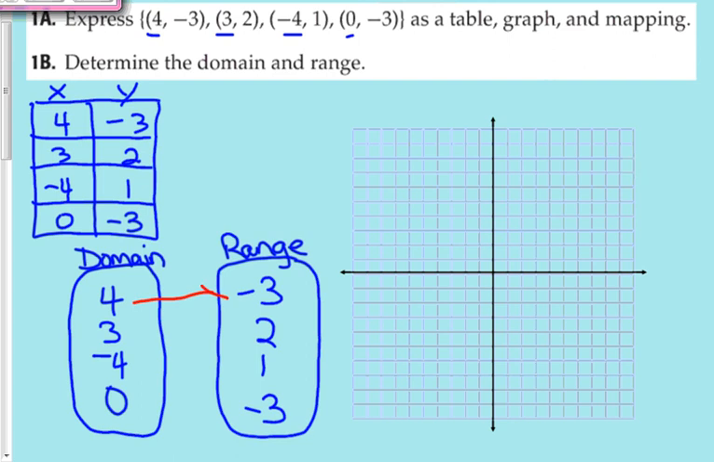The 4 goes with -3. The 3 goes with 2. The -4 goes with 1. And actually, I already have -3 on your ones. So I'm going to take it up there and match 0 with -3. You only have to write your numbers once in the range. So 0 goes with -3 as well as 4. And that's your mapping. Now we're going to plot our points. 4, -3. So right 4, then down 3. Put a dot.